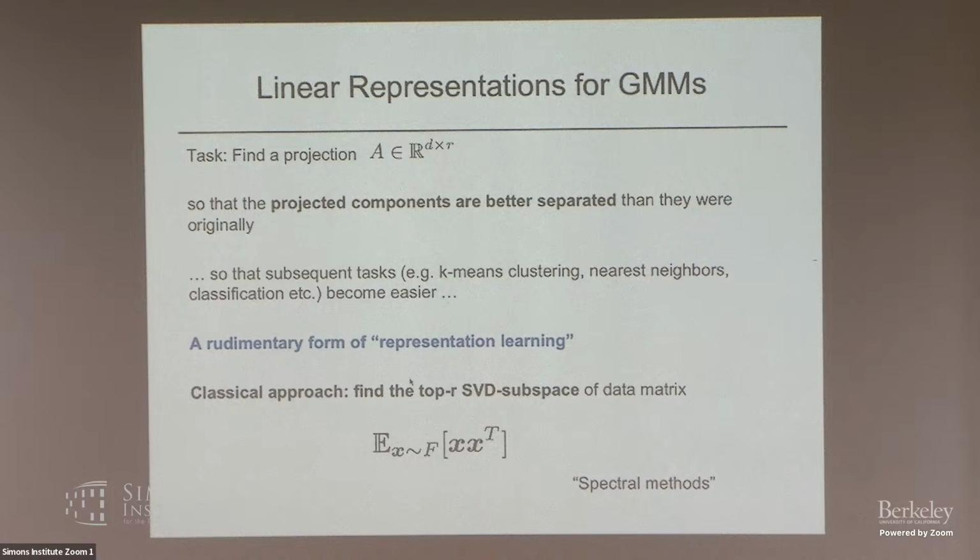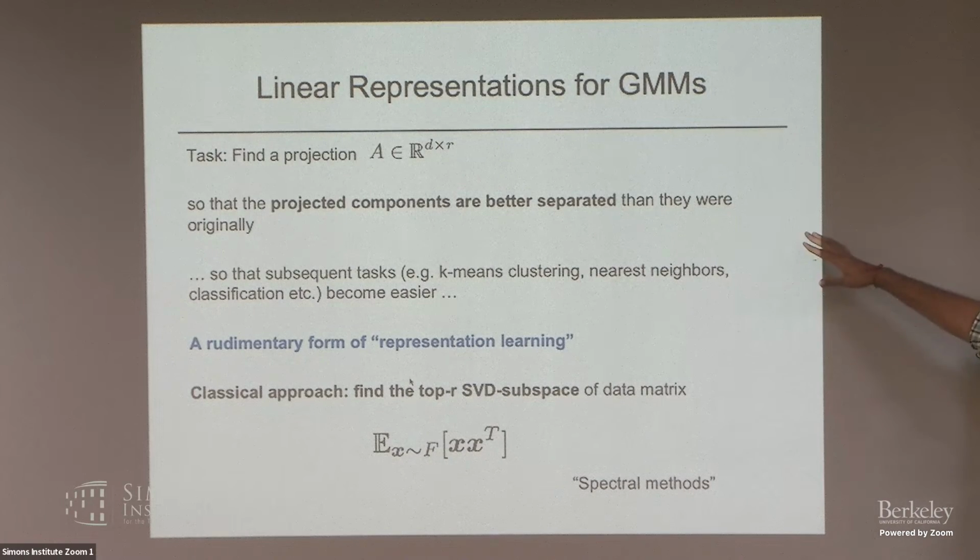Okay, so what do linear representations for GMMs mean? The task is we want to find a projection A, which takes us from the higher dimensional space D, where the points exist, to a lower dimensional space R. And we want to find it so that the projected components are better separated in the projected space. We will see what better separated means, but intuitively, you can imagine it's the distance between the means compared to the sizes of the covariances after projection.